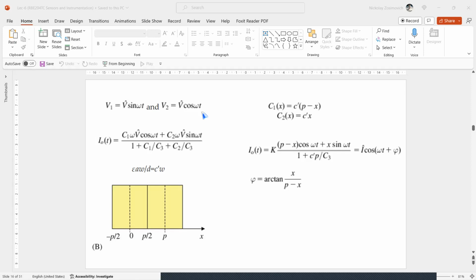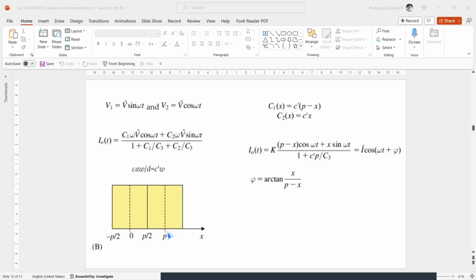The output current equals another expression, as this. The capacitances C1 and C2 have the value epsilon A W over D, which is proportional to C stretch over W, with a constant plate length and W the effective width running from P to 0 for C1 and from 0 to P for C2.